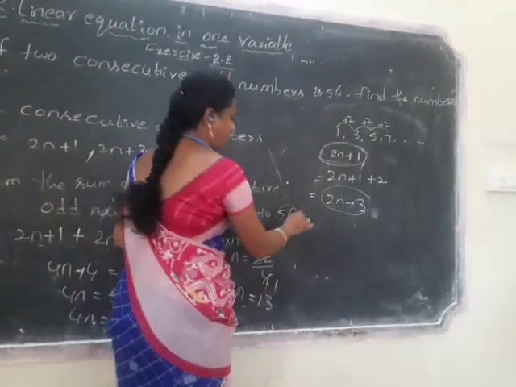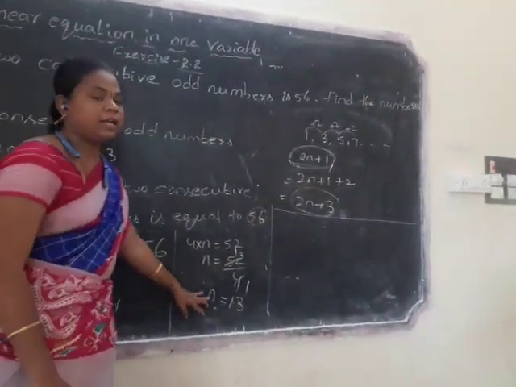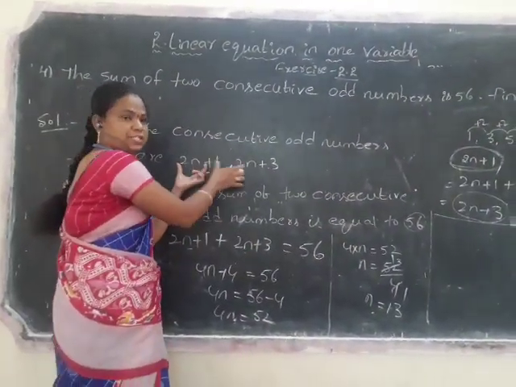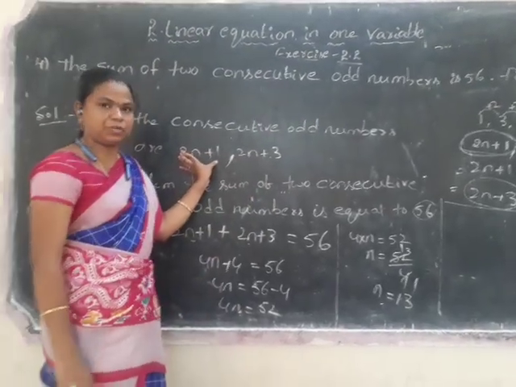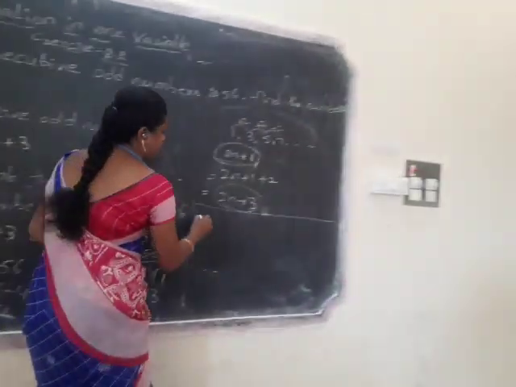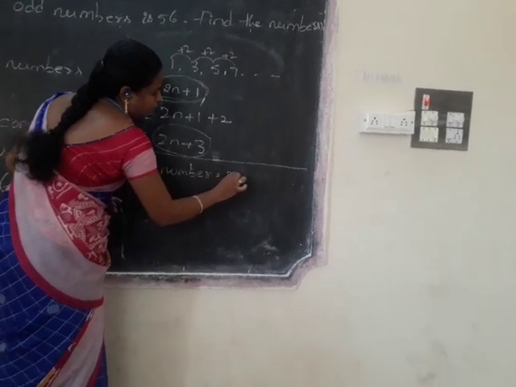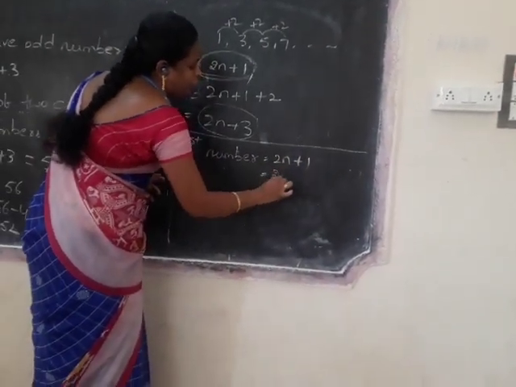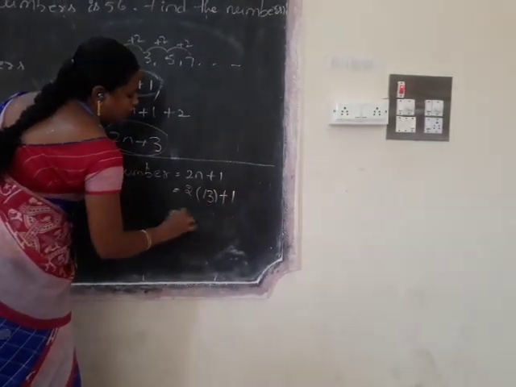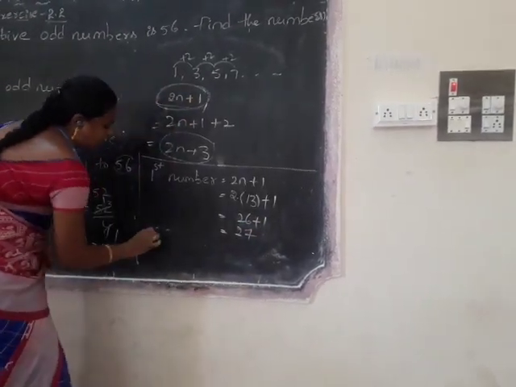Okay students. Now, n is 13. So what do we have to find? Those two consecutive numbers. The first consecutive number is 2n plus 1 and the second is 2n plus 3. First number, 2n plus 1: the value of n is 13, so 2 times 13 is 26, plus 1. We get 27.